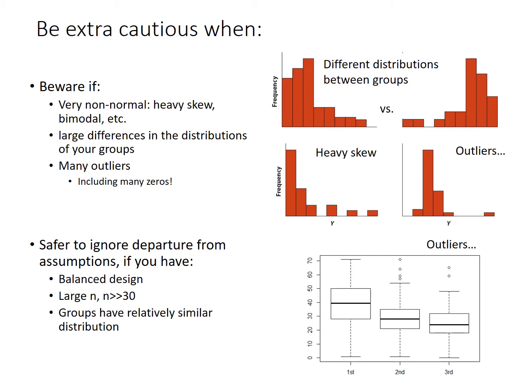Typically it's safer to ignore these violations of your assumptions if you have a balanced design, if you have a pretty large sample size, so again, your sample size N is much bigger than 30, and if your groups seem to be relatively similar in their distribution. Maybe they're all skewed in the same way, but they're not highly skewed. Then you're probably fine to, in some cases, even accept that there's a little bit of violation of the assumptions and just rely on the robustness of your test to carry you through.